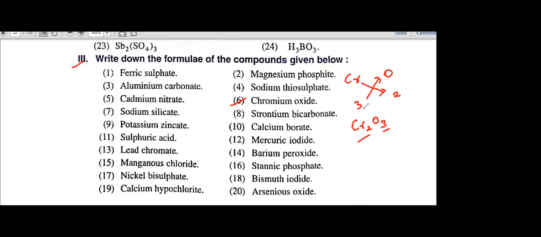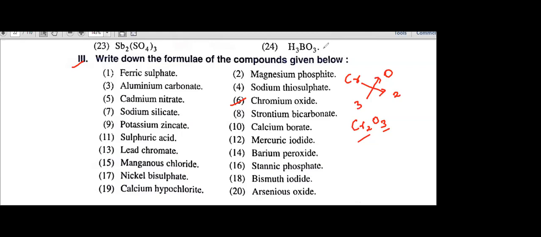Always write cation first. Sir, I thought that O3 is cation, sir. How can O3 be cation? O is anion, oxygen is anion, right? Okay, Bindu. Sir, I made oxygen a cation, I mean anion.